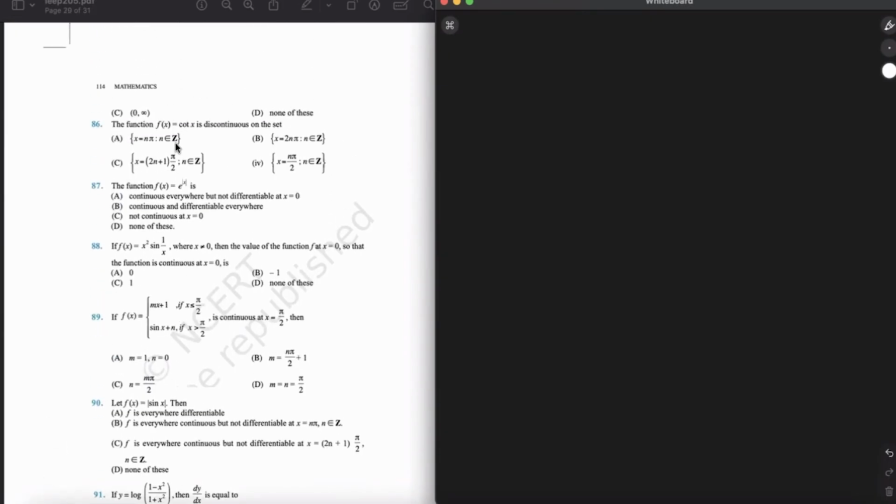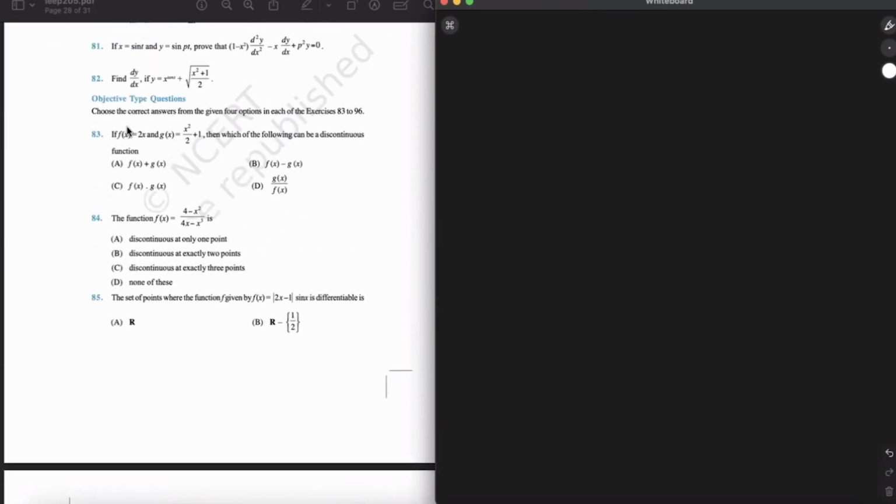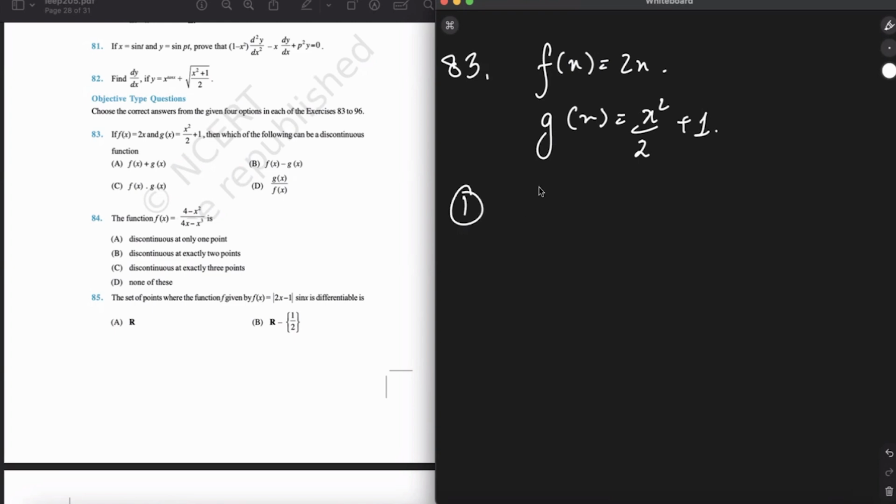So starting off from the objective type of questions, question number 83. We have fx given to me as 2x and gx has been given to me as x square upon 2 plus 1. Now they are asking us which of the following can be a discontinuous function. They are talking about discontinuity. So first of all, tell me one thing.